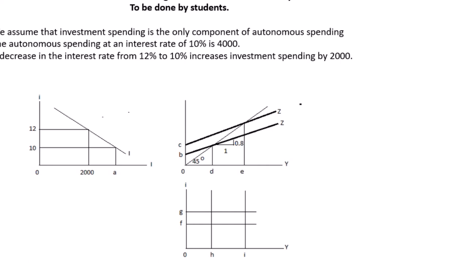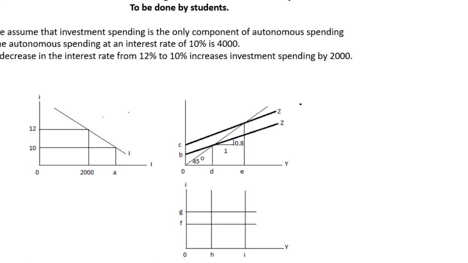Now what about B? A decrease in the interest rates from 12 to 10% increases investment by 2,000. Therefore, you've got to work backwards to get B. Working backwards, you minus 2,000 from 4,000, and B will be 2,000. Your investment spending is such that C is 4,000. We know that. Now, to get the value for B, you work backwards: 4,000 minus the 2,000 gives you 2,000 rands. So B will be 2,000.